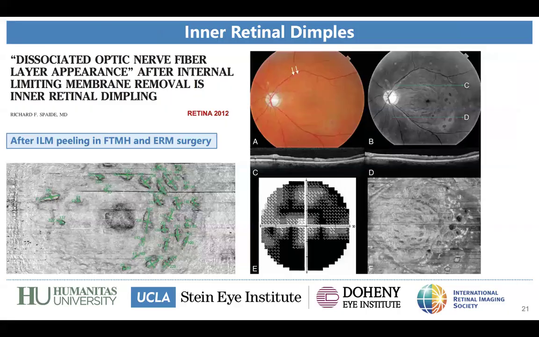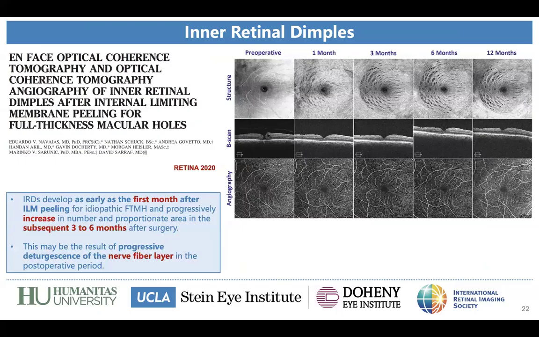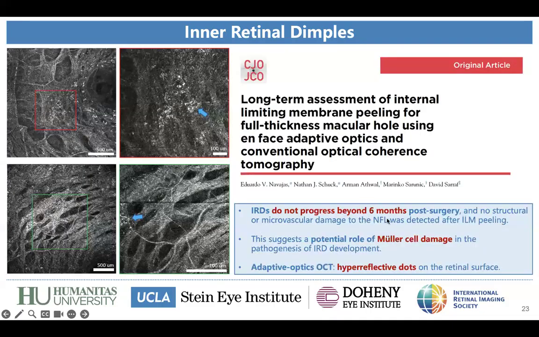Another very important OCT biomarker is represented by inner retinal dimples. These lesions typically develop after ILM peeling, especially after full thickness macular hole surgery more than epiretinal membrane surgery, and they represent nerve fiber layer and also ganglion cell layer defects, possibly due to damage to the Mueller cell foot plates. These lesions appear as early as the first month after surgery, and increase in number and size during the subsequent 3 to 6 months. However, they usually tend not to progress beyond 6 months.